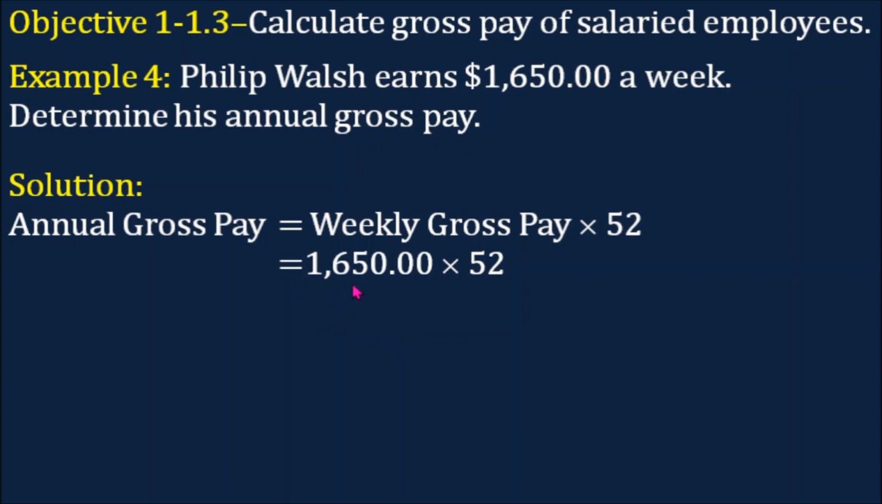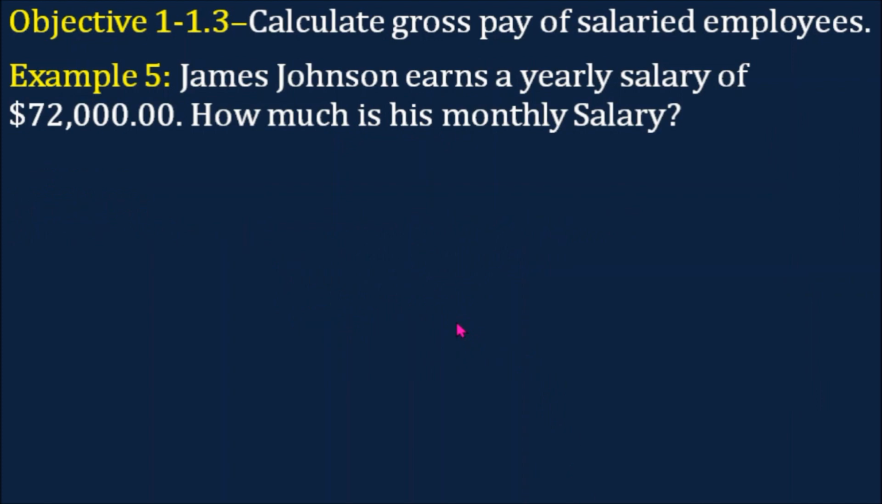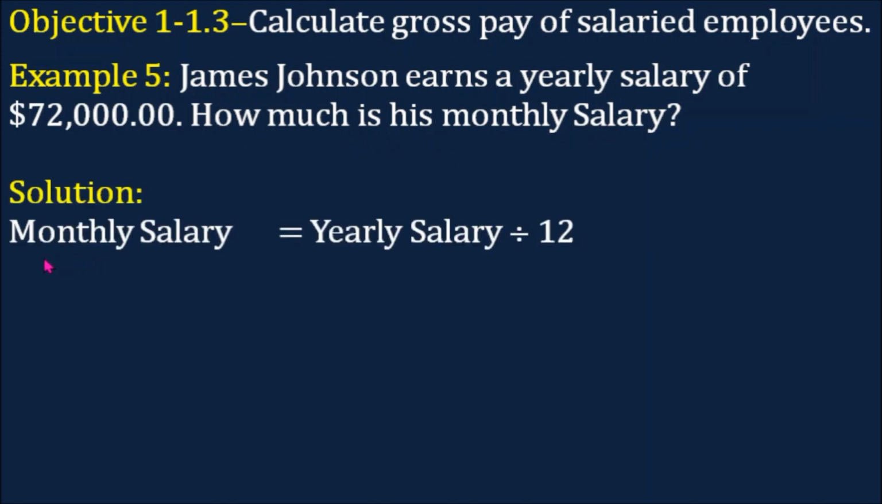So we have 1,650 times 52, and that is equal to $85,800. Another example, James Johnson earns a yearly salary of $72,000. How much is his monthly salary? So the monthly salary equals the yearly salary divided by 12. Divided by 12 because there are 12 months in a year. So we have 72,000 divided by 12.